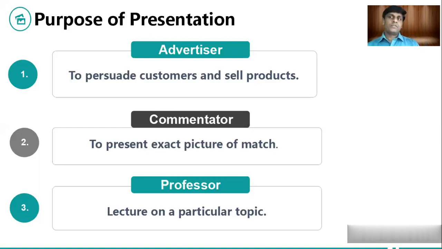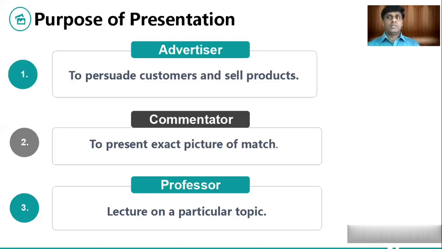Take an example of a cream like Fair and Lovely. They try to persuade their customers. Means they achieve the purpose of their presentation. Commentator. A commentator always tries to create a picture visualization of the match in front of the audience. Means very well he understood the purpose of his presentation. The same should happen with a professor.